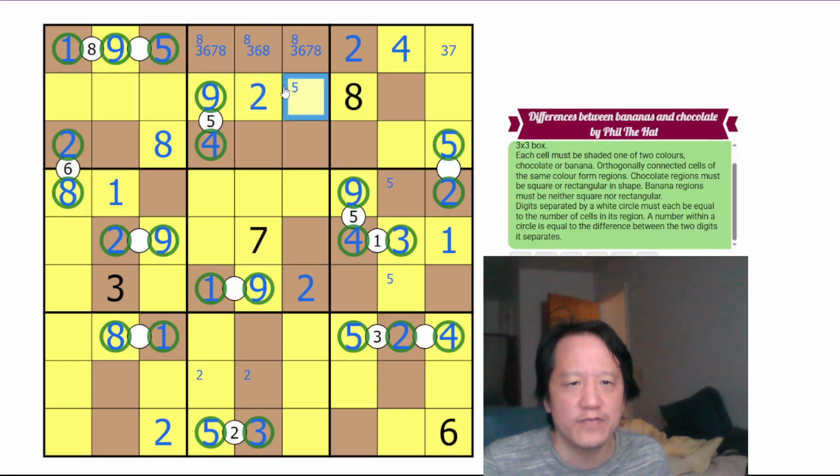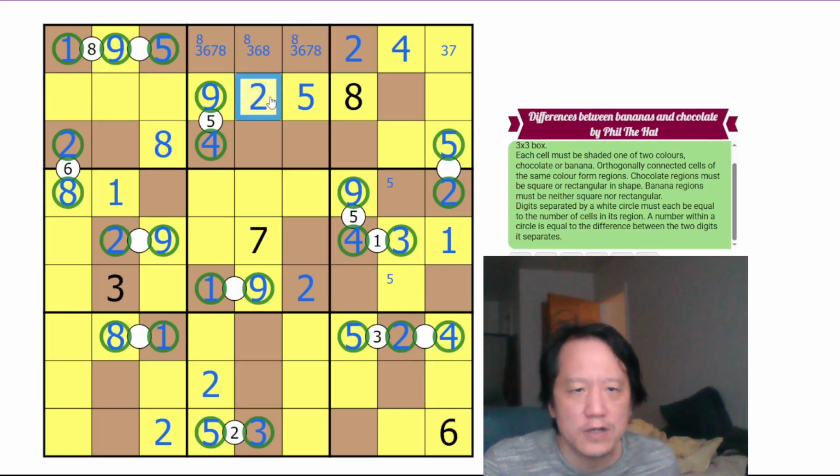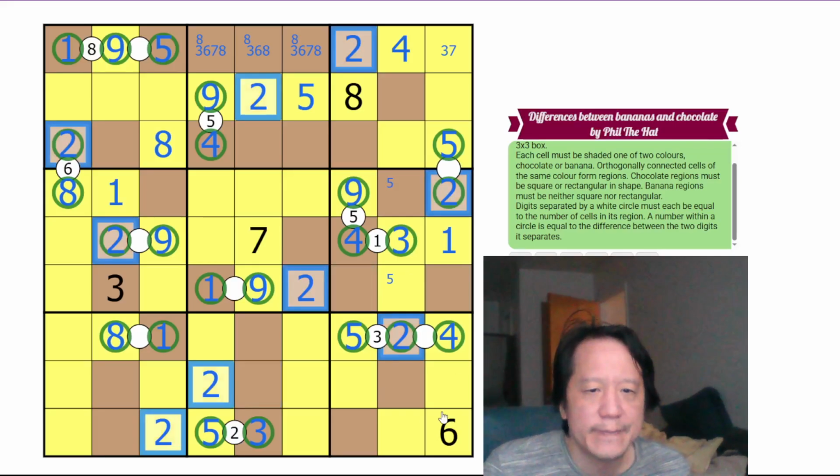This can't be 5 here. So this has to be 5 there. 2 eliminates 2 here, so that's 2 there. And that should be all the 2's.